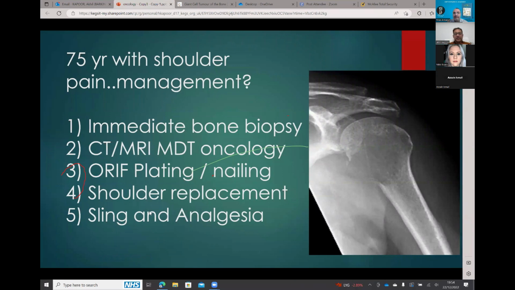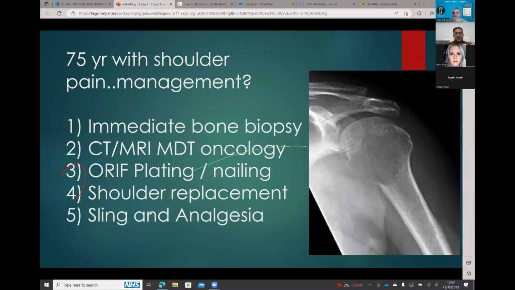So again, I'm pleased to say that 75% have got it right. The correct answer is to do further imaging like an urgent CT scan and MRI scan, and have a multidisciplinary team discussion or urgent referral to the oncology team. That is the correct answer.